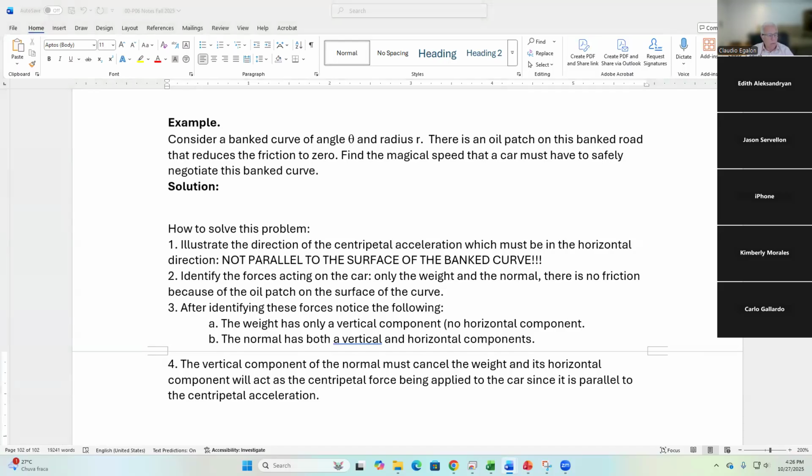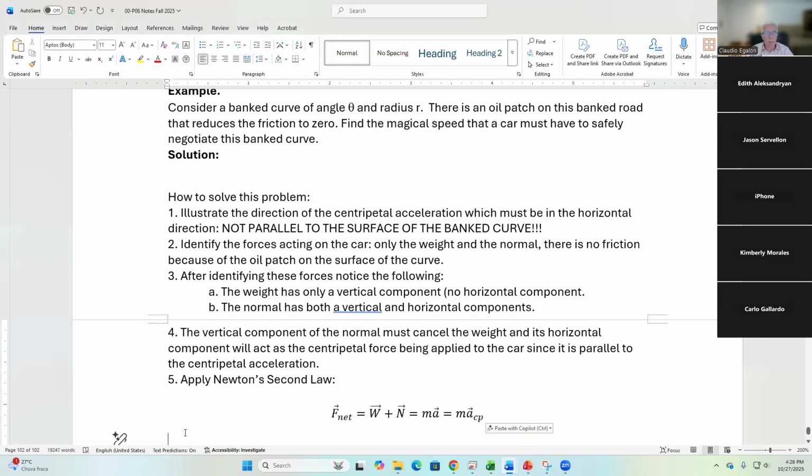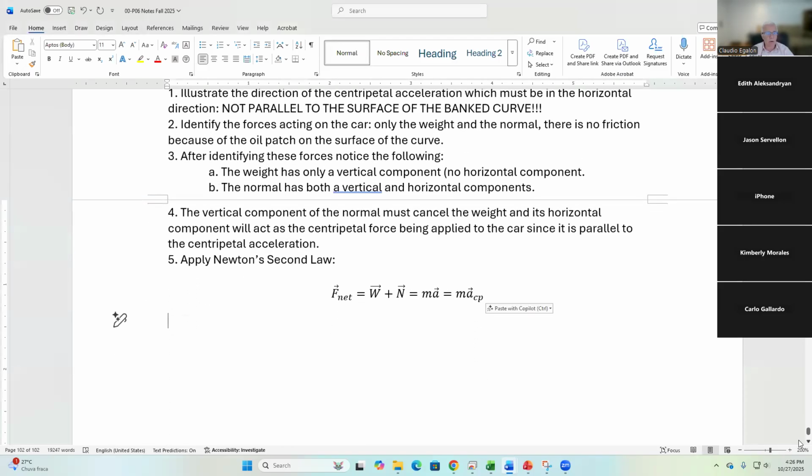Now apply Newton's second law. Just like we did before, but now the situation is different, right? Net force is equal to mass times acceleration. And the acceleration in this case is going to be a centripetal acceleration because the car has constant uniform velocity, right? It's the uniform circular motion that we're dealing with here.